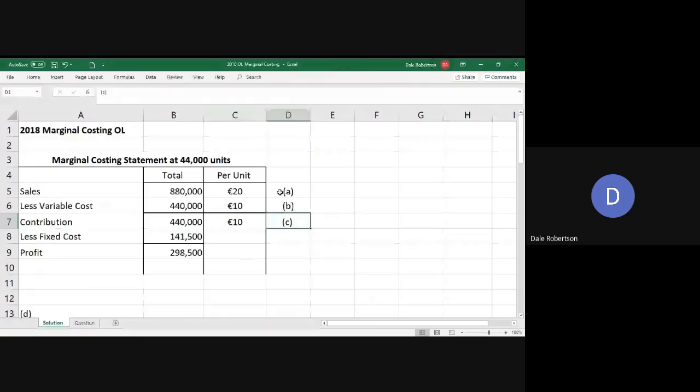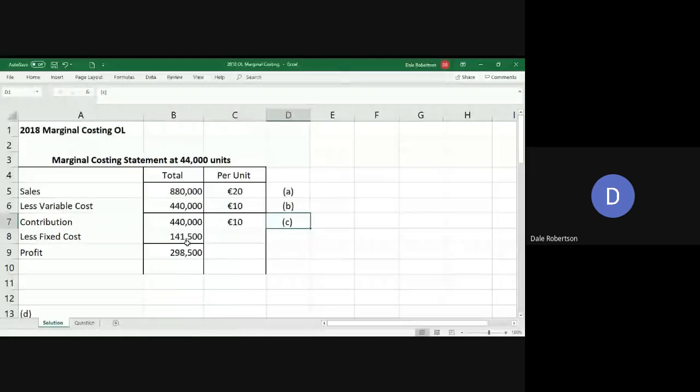For parts A, B, and C, we've already done our marginal costing statement. So we're on to part D of the question, where it says calculate the break-even point in the volume of sales and sales euro. Now, what is it to cover all of your fixed costs, but not yet achieve a profit?